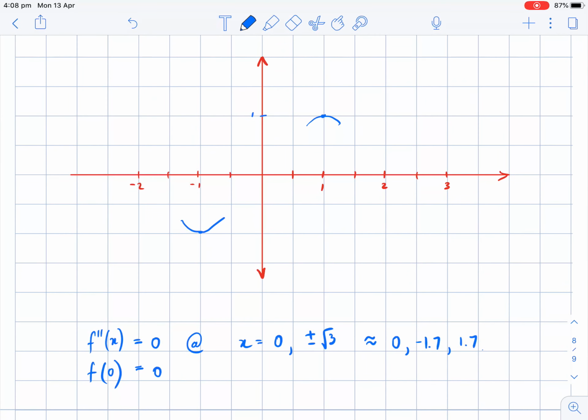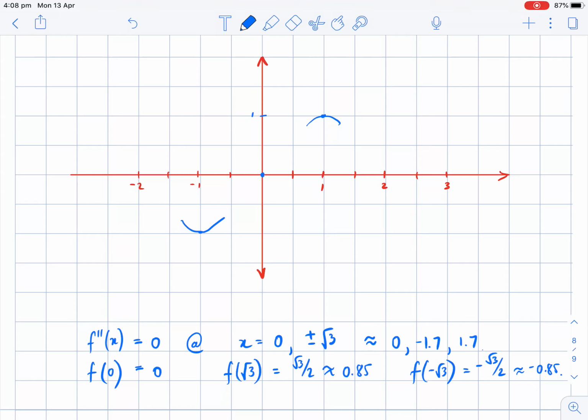Okay, so at 0 we get 0. At √3 we got √3 on 2, which is approximately 0.85. And at -√3 we got -√3 on 2, which is approximately -0.85. So if we start to put these points on my graph, I've got 0, 0.